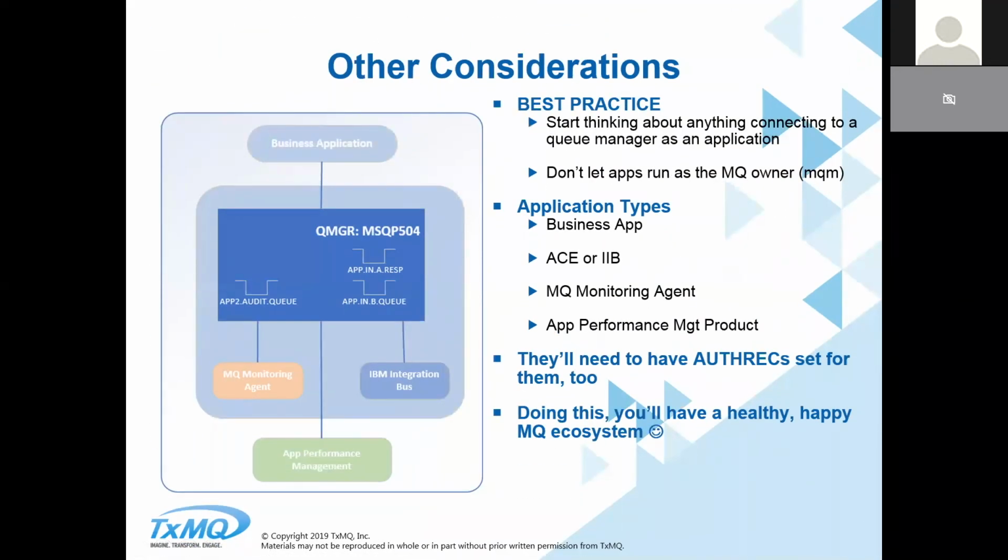Other considerations for best practice: start thinking about anything connecting to a queue manager as an application, whether that's your MQ monitoring agent, IIB and ACE, or an application performance management tool. Treat every one of these as if they were an application too. What that means is they should run under their own IDs. They should have their own authorization and authentication to connect to the queue managers. They'll need to have AUTHREC set for them too. Doing this, you'll be able to have a healthy, happy MQ ecosystem.